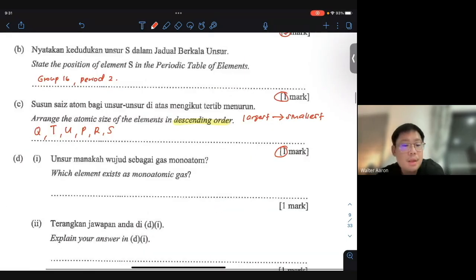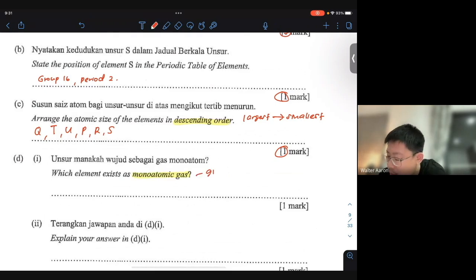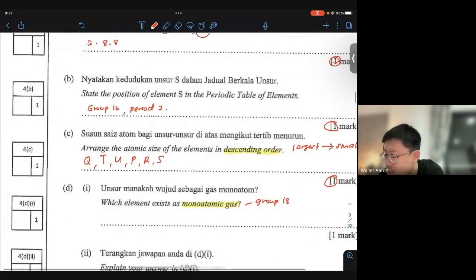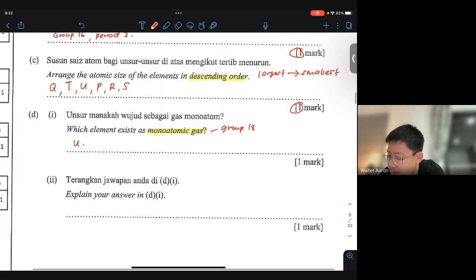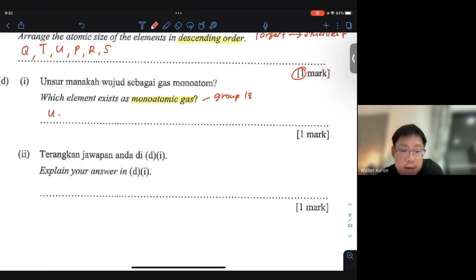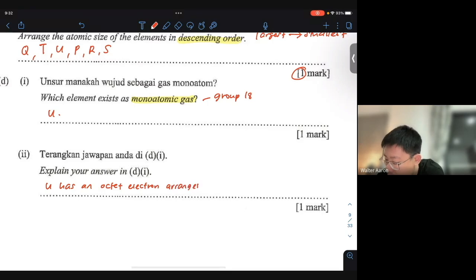Okay. Which element exists as monoatomic gas? Only group 18 elements will exist as monatomic gas. So therefore, the answer is U. Okay, explain answer why. Because they have a stable electron arrangement already. Or you can also say they have already achieved octet electron arrangement. So you say here U has an octet electron arrangement.